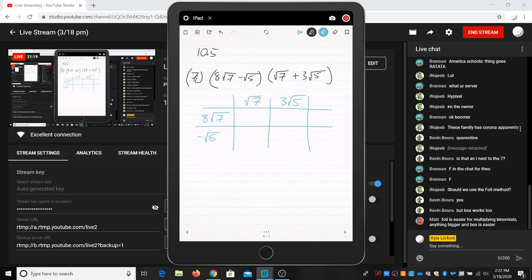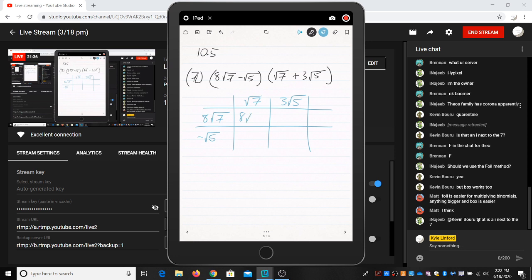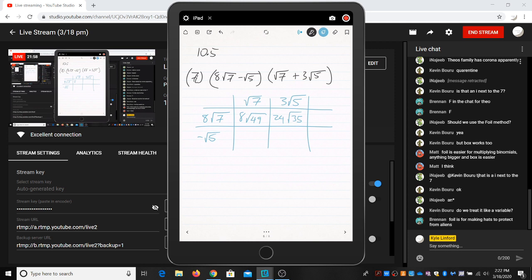Before I actually start simplifying, I'm just going to do straight multiplication. So 8 root 7 times root 7. We know that when we multiply radicals together, we multiply the radicands on the inside. So root 7 times root 7 is root 49. And then when we have 8 root 7 times 3 root 5, we're going to do a couple things. We multiply the numbers on the outside, and we also multiply the radicands on the inside together. So 3 times 8 is 24, and root 7 times root 5 is root 35.